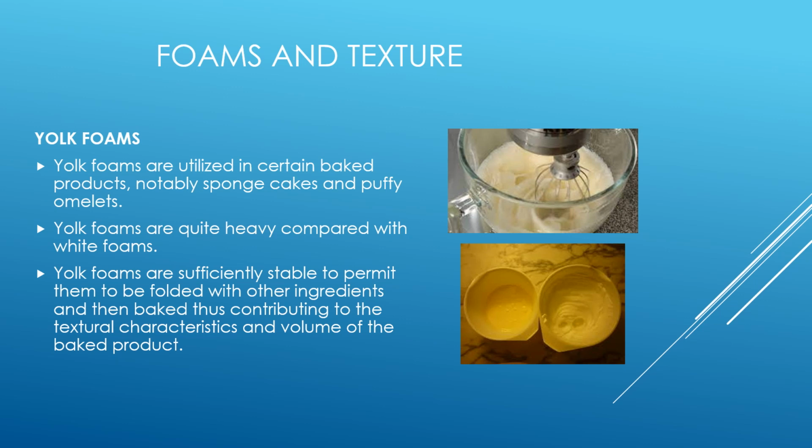Yolk foams are sufficiently stable to permit them to be folded with other ingredients and then baked, thus contributing to the textural characteristics and volume of the baked product. But they do not become stiff enough to form peaks as do the egg white, but they do pile up and they do get flattened and incorporate in the other ingredients to give a texture.